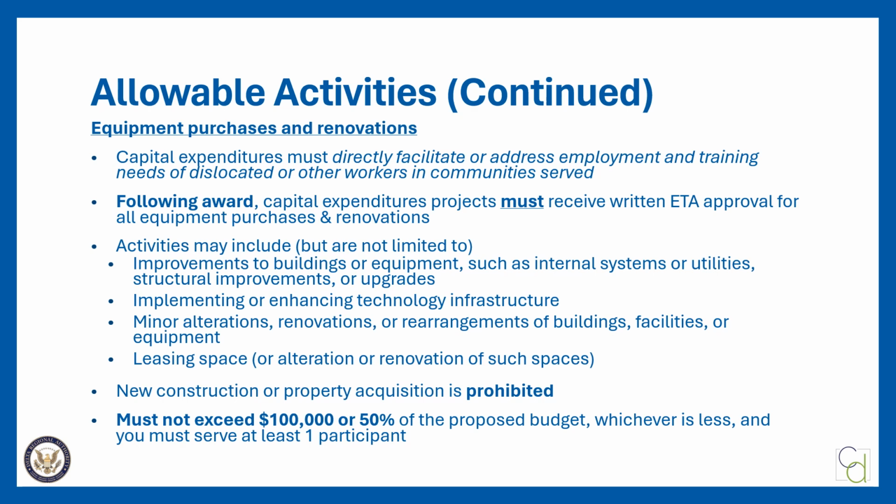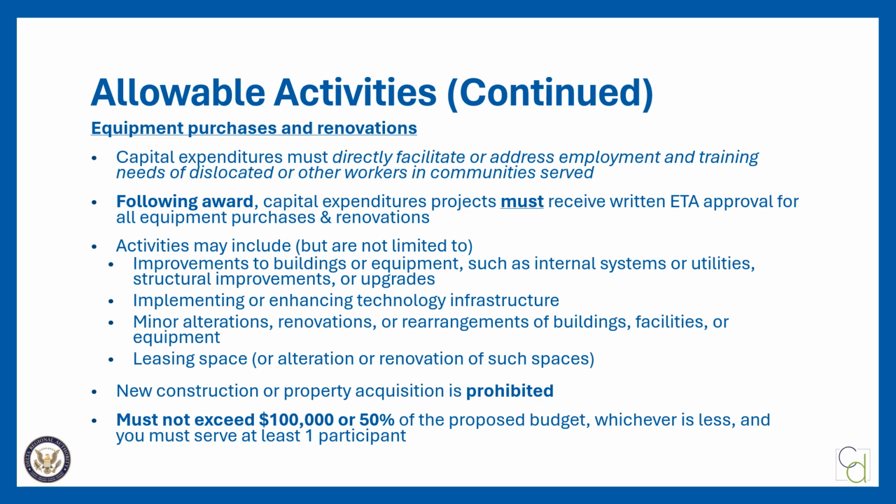Finally, WORC allows funding for capital expenditures, including equipment purchases and renovations, but there are caveats here. Capital expenditures are allowable only if they directly facilitate or address the employment and training needs of dislocated or other workers in the communities to be served. Expenditures also must follow the Uniform Administrative Requirements, Cost Principles, and Audit Requirements at 2 CFR Part 200 and DOL Supplemental Requirements at 2 CFR Part 2900. See page 14 of the FOA for more details here.